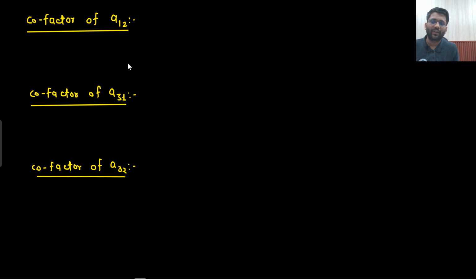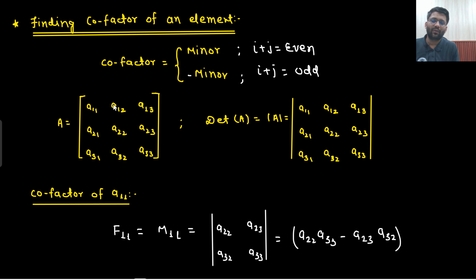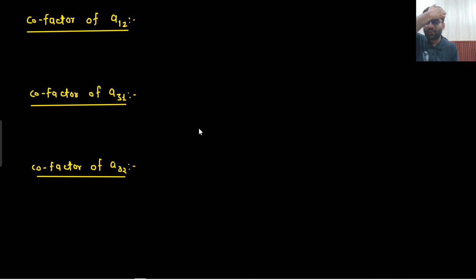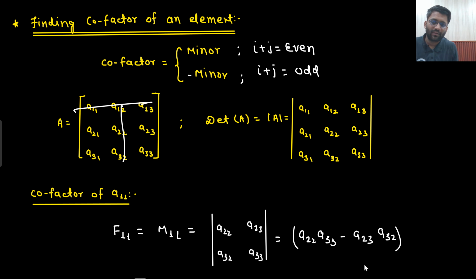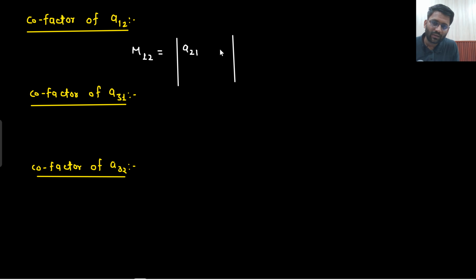But if I need to find the cofactor of A12, what will go in my mind? I will find the minor of A12. What will be the minor of A12? I need to find the minor. So that would be A21, A23, A31, A33. What is the answer I will get? A21, A33 minus A31, A23.